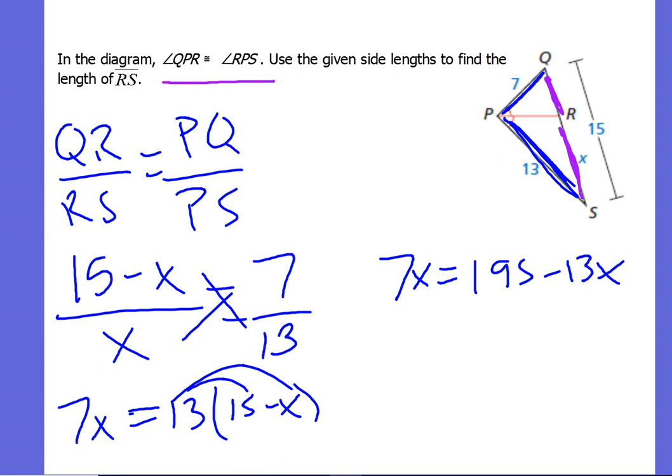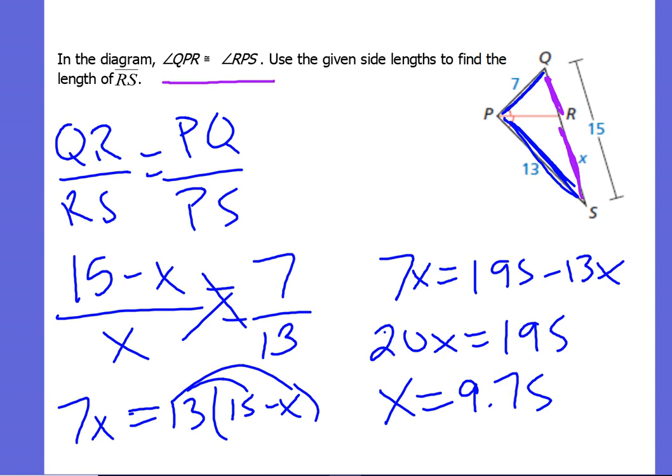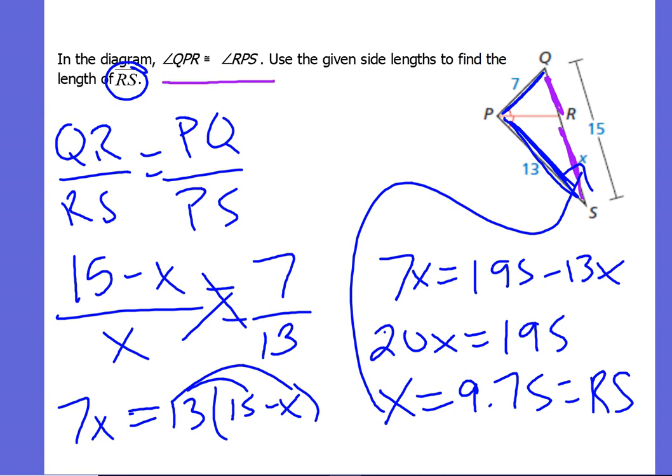And now we're just combining like terms. When we add 13x over, we get 20x equals 195. And 195 divided by 20, x comes out to be 9.75. Let's make sure: it wanted RS, x is RS, so yes, RS equals 9.75 in this case.